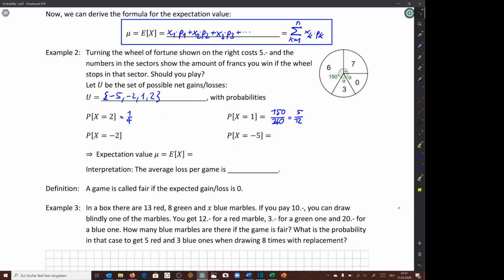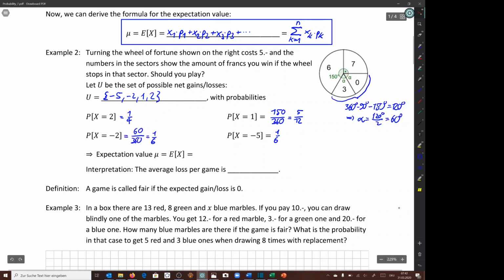The probability of a 1, so getting this sector, is 150 divided by 360, so 5 divided by 12. And to find the probability for a -2 and a -5, we have to find this angle alpha. The total angle here is 360 degrees minus the 90 degrees minus 150 degrees. So remains 120 degrees, and alpha is then half of it, so 60 degrees. And we get the probability for getting this sector, so -2 as a net loss, is 60 divided by 360, 1/6, and then obviously the same for the net loss, -5 here.